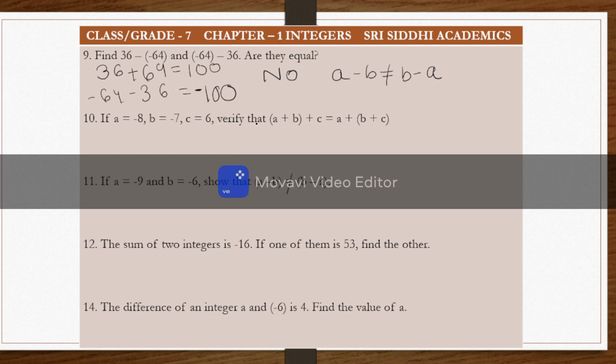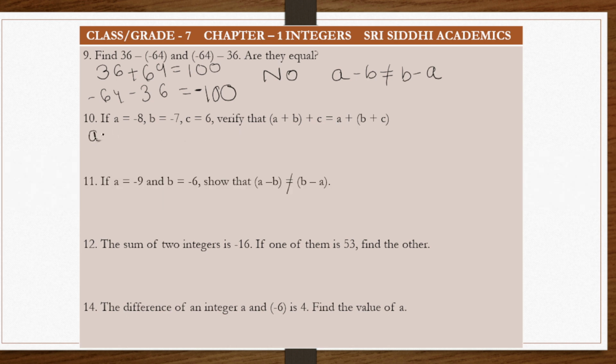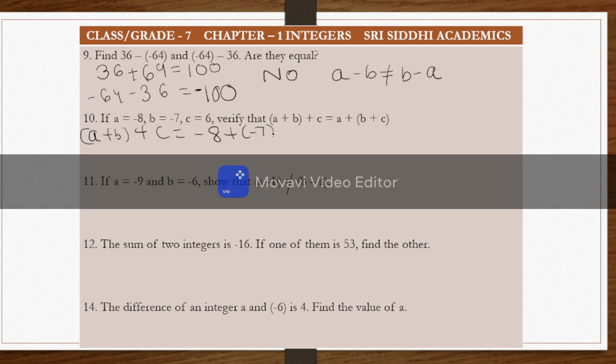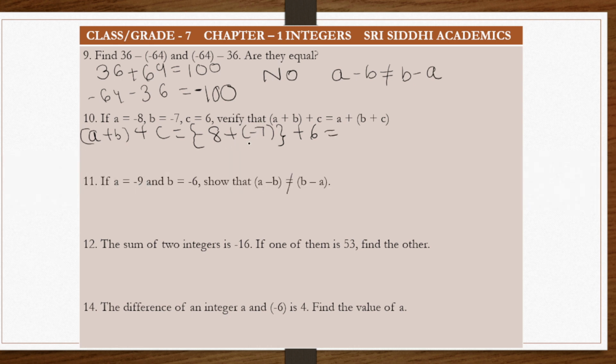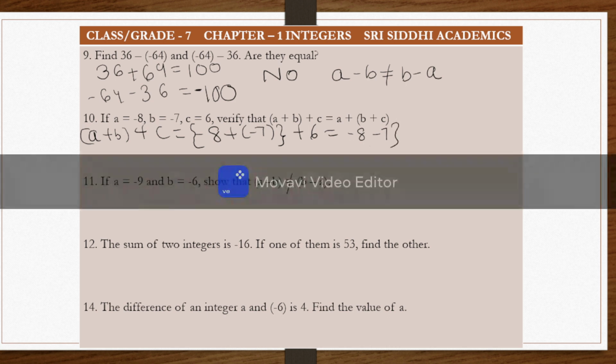Values have been given to us for A, B, C and we need to check the associative property. So A plus B plus C. First I am doing the left hand side. Minus 8 plus minus 7, curly braces I'll put, plus 6. So here plus outside and minus inside. So finally when we remove this parenthesis, it will become minus 7. So minus 8 minus 7 within the curly braces and plus 6 outside.